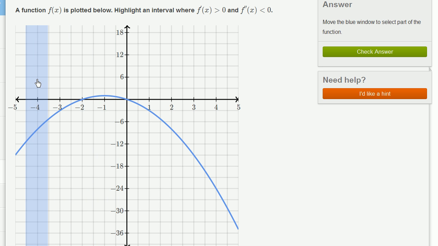So our function is increasing in this whole region right over here. And we see it's really steep here, then it's getting less steep, and it's getting closer and closer to 0, the slope of the tangent line, or the rate of increase of the function. So I would pick anything right around this region right here.